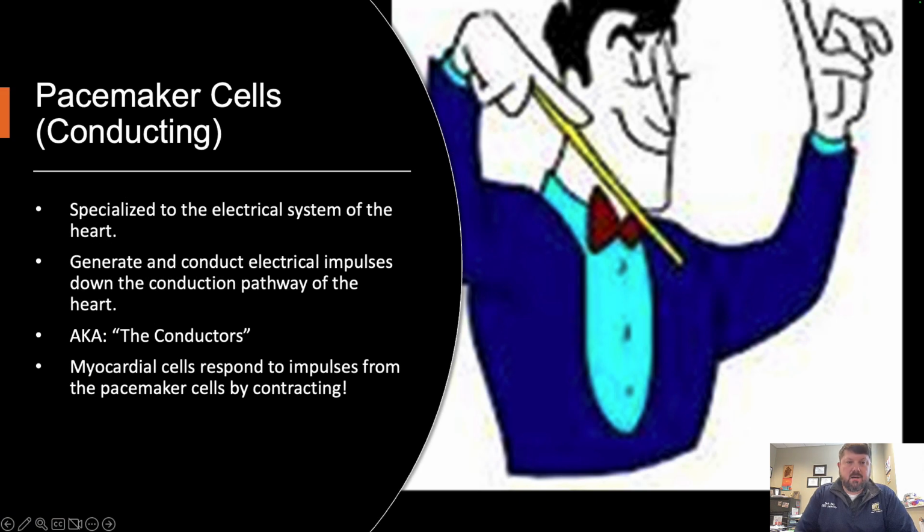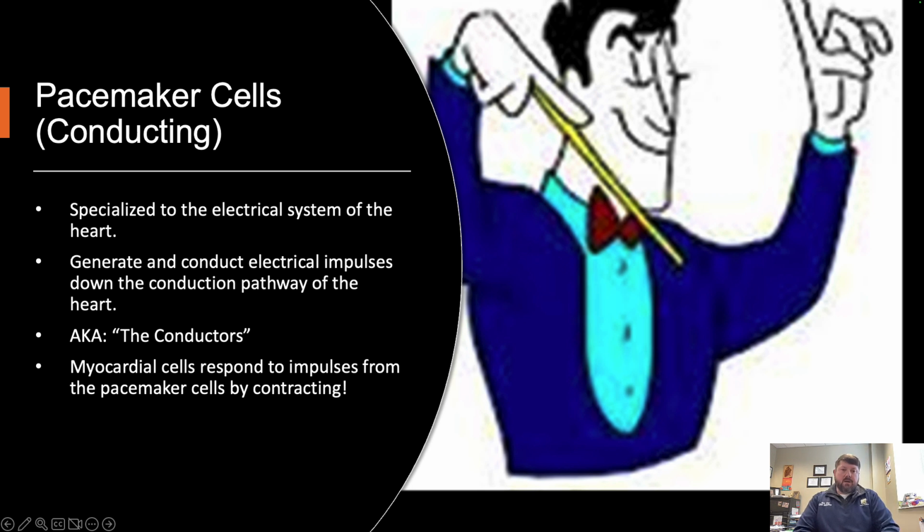With the pacemaker cells, which are your conductor cells, these are specialized cells. They're specialized to the electrical system of the heart. They make up the nodes in the conducting system of the heart, and they generate and conduct electrical impulses down the conduction pathway of the heart. So these are your conductors. These are strictly electrical conduction. The primary function is generation and conduction of electrical impulses.